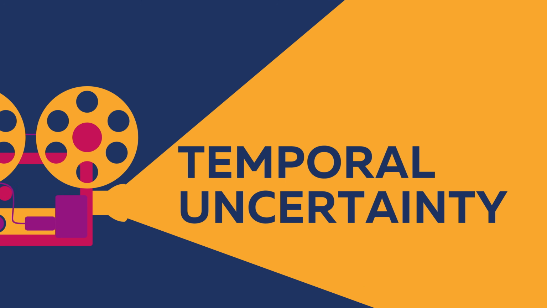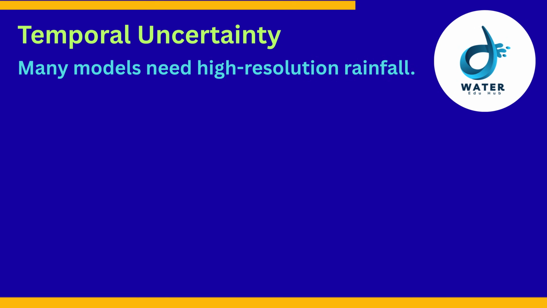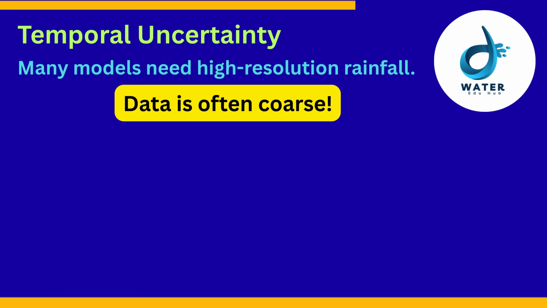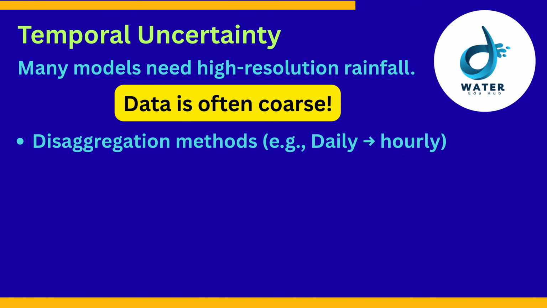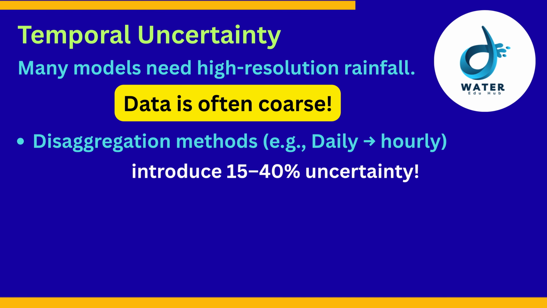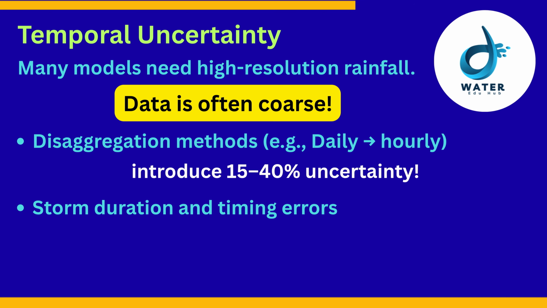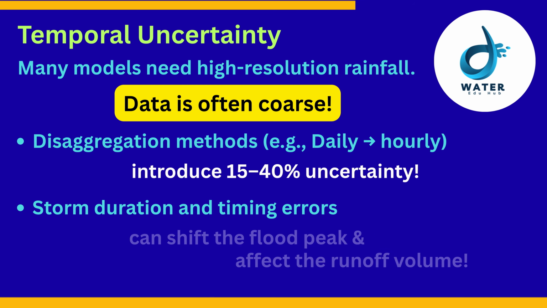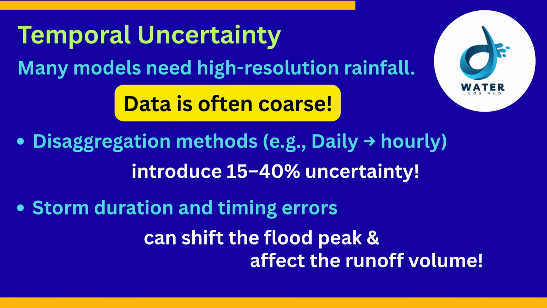Second, temporal uncertainty. Many models need high-resolution rainfall, but data is often coarse. Disaggregation methods like daily to hourly introduce 15 to 40% uncertainty. Storm duration and timing errors, on the other hand, can shift the flood peak and affect the runoff volume.